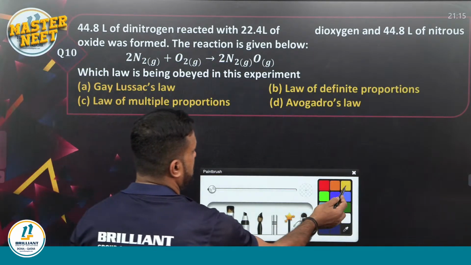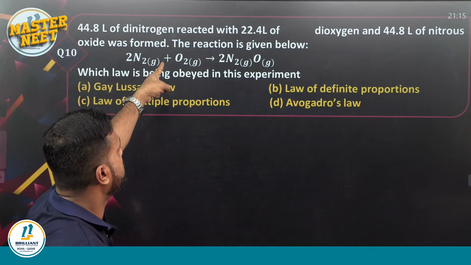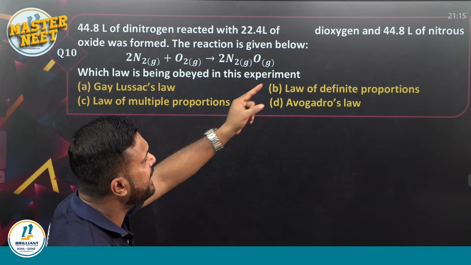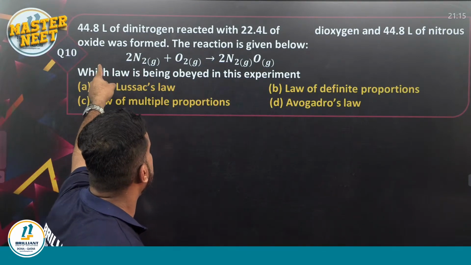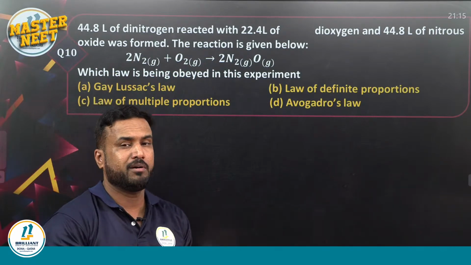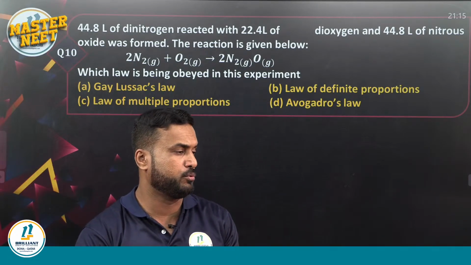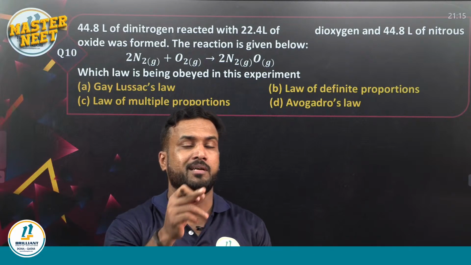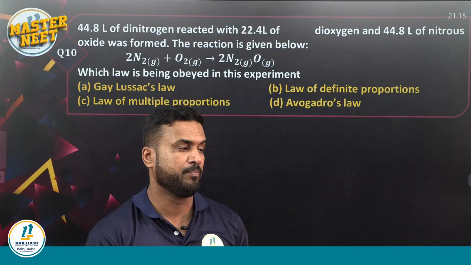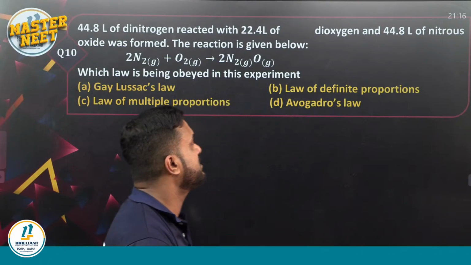Question number 10. So this one, read the question carefully. 44.8 liter of dinitrogen reacted with 22.4 liter of dioxygen and 44.8 liter of nitrous oxide, that means N2O, was formed. The reaction is given below. You know that we have a few laws called the laws of chemical combination, that is law of conservation of mass, law of definite proportion, law of multiple proportion, even I taught law of reciprocal proportion, Gay-Lussac's law of gaseous volume, Avogadro's law. Based on that, multiple proportion and Gay-Lussac's law based questions they can ask.